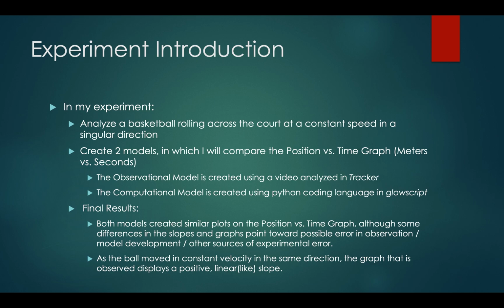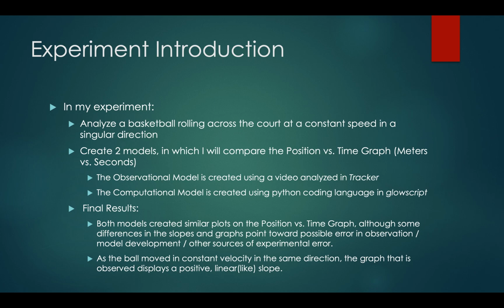In my experiment, I chose to analyze a basketball rolling across the court at a constant speed in a singular direction. I created two models in which I compared the position versus time graph in meters versus seconds. The observational model is created using a video analyzed in Tracker, and the computational model is created using Python coding language in GlowScript. An overview of the final results is that both models created similar plots on the position versus time graph, although some differences in the slopes and graphs point towards possible error in observation, model development, and other sources, but we will discuss those later in the presentation.